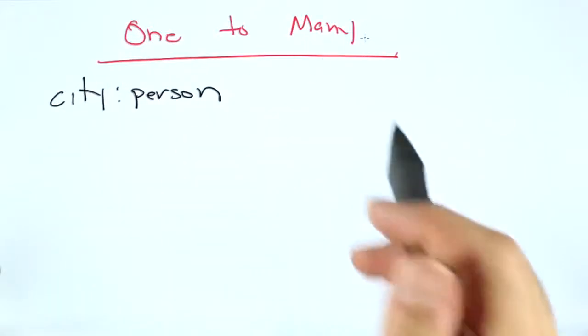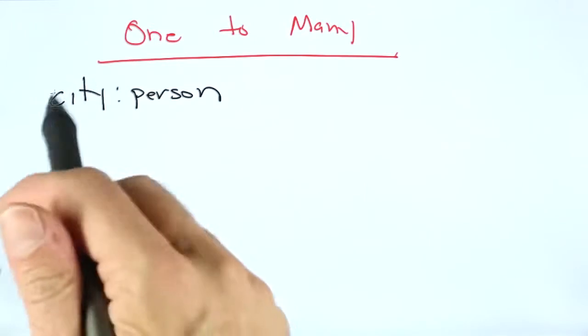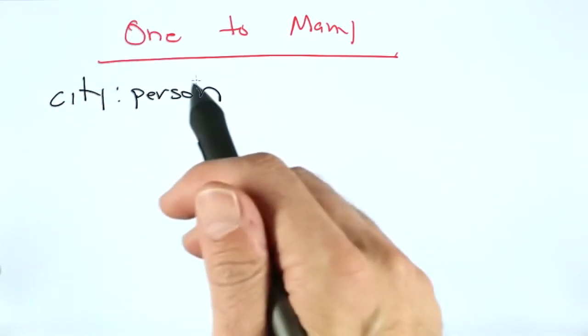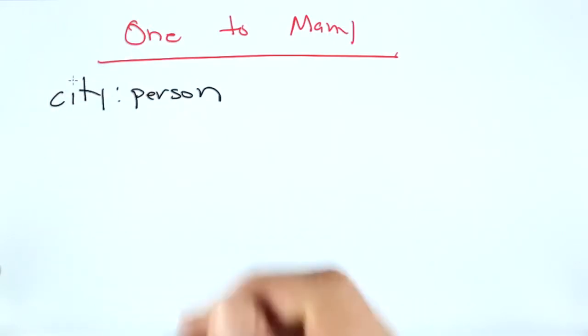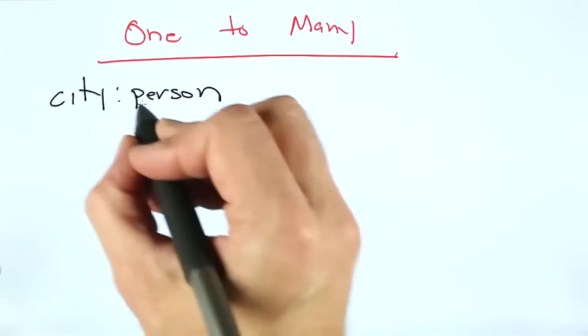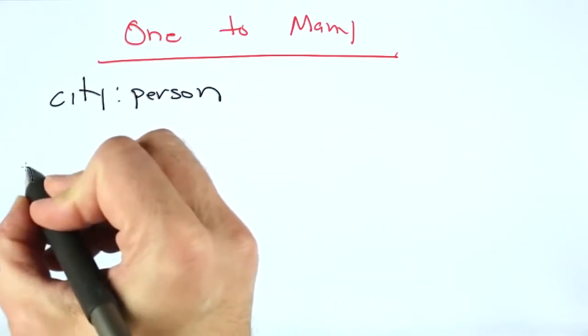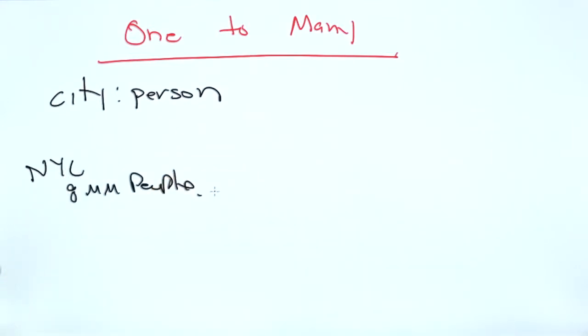Let's talk about one-to-many relationships. A one-to-many relationship is where there are two entities, and many entities map to the one entity. For example, you have a city and the people who live in that city. An example would be New York City, which has 8 million people in it. How are you going to model that?